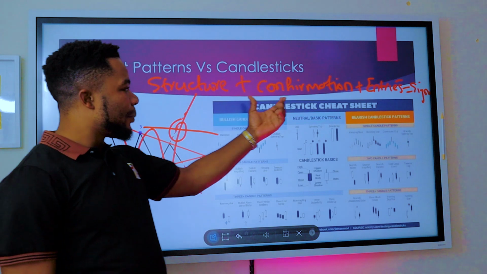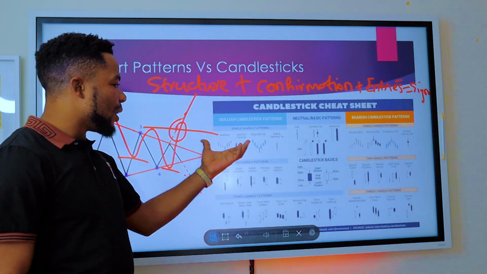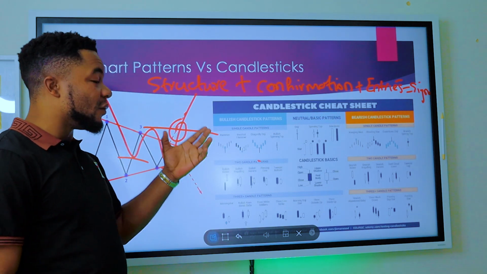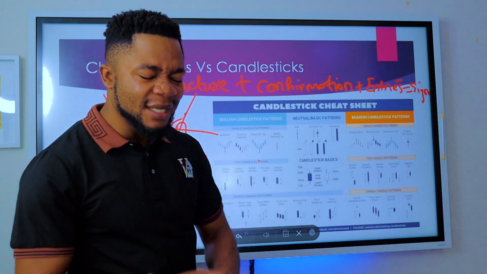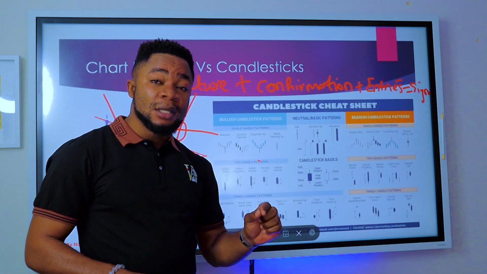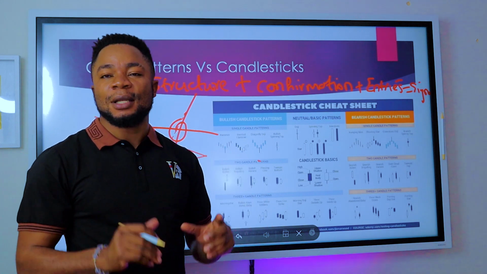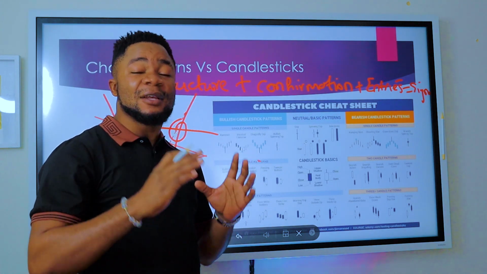So structure plus confirmation plus now entries. Since we already know that this candlestick is already confirming that we'll get in at this particular level, where are we going to place our entries? Because it is good for you to predefine any risks. Always predefine any risks in forex trading before you even get into that trade. That is what we call trading psychology. So we are already gradually going to the advanced level of the course.